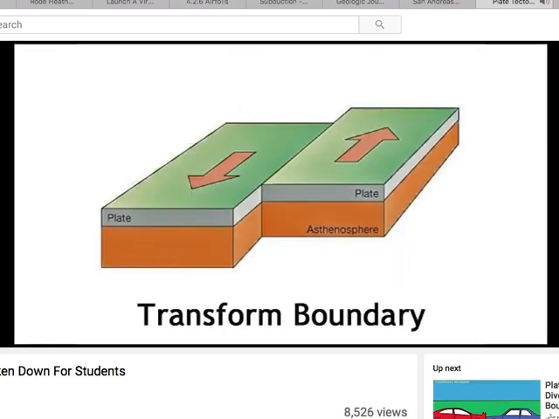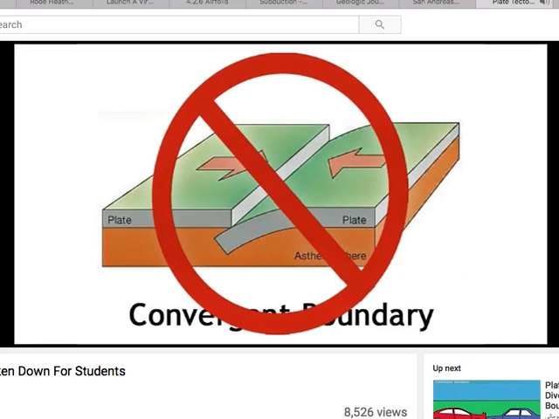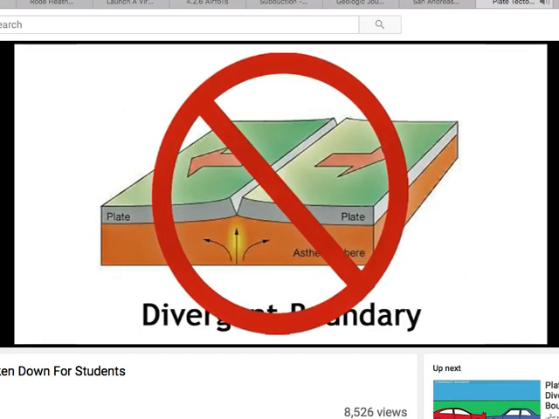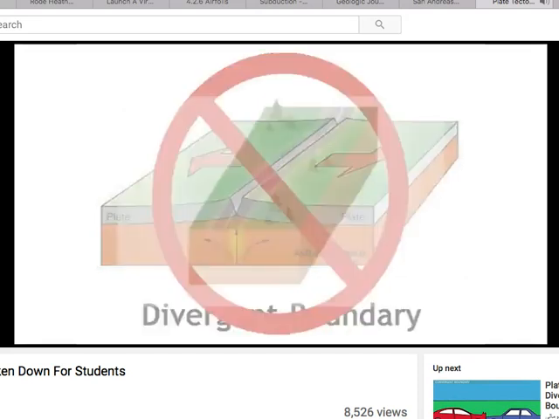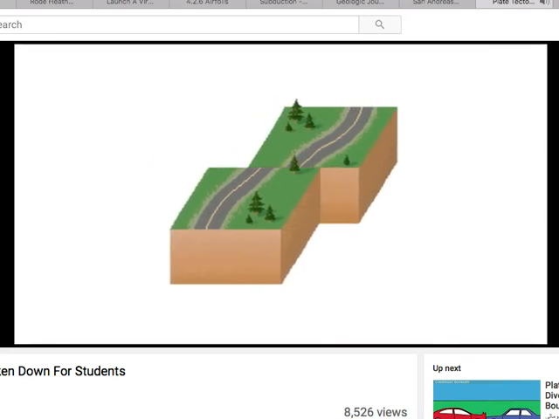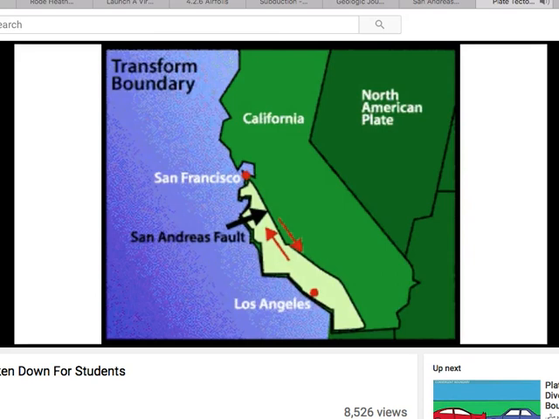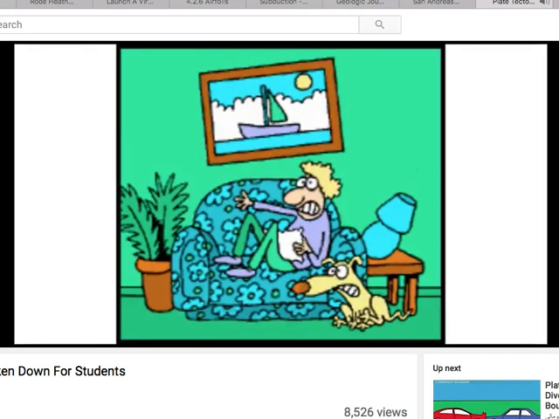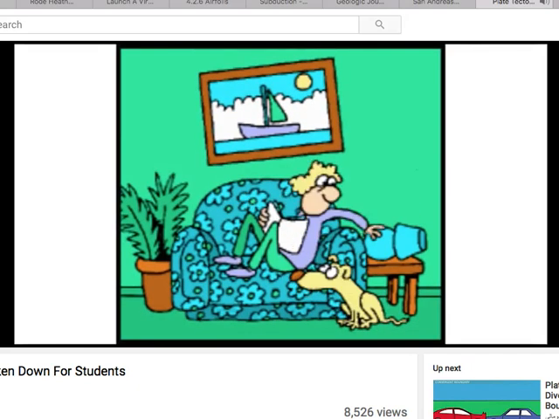The third way that plates can interact is at transform faults. A transform boundary is when two plates are not moving together, or converging, and they're not moving apart, or diverging. Instead, these plates simply slide next to each other. This is happening in California right now, along the San Andreas fault line. This is why there are so many earthquakes in California. When the two plates rub together, they shake the ground and make earthquakes.